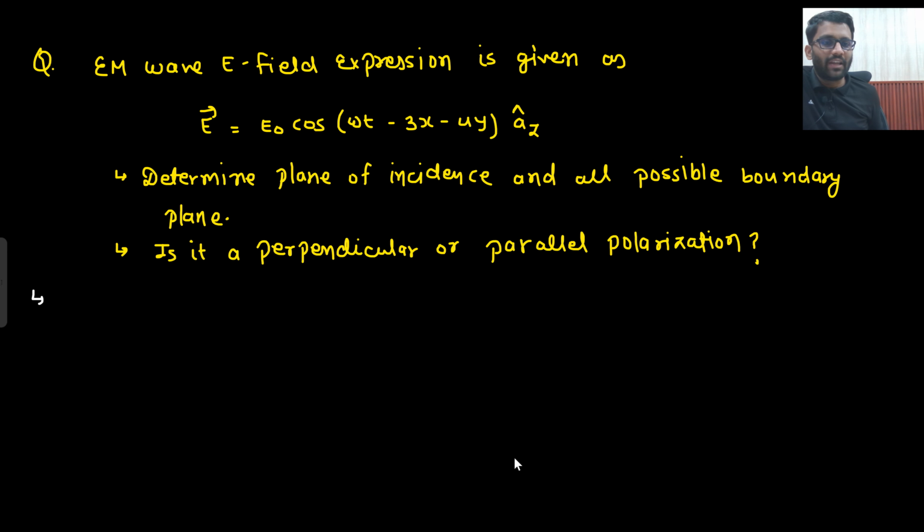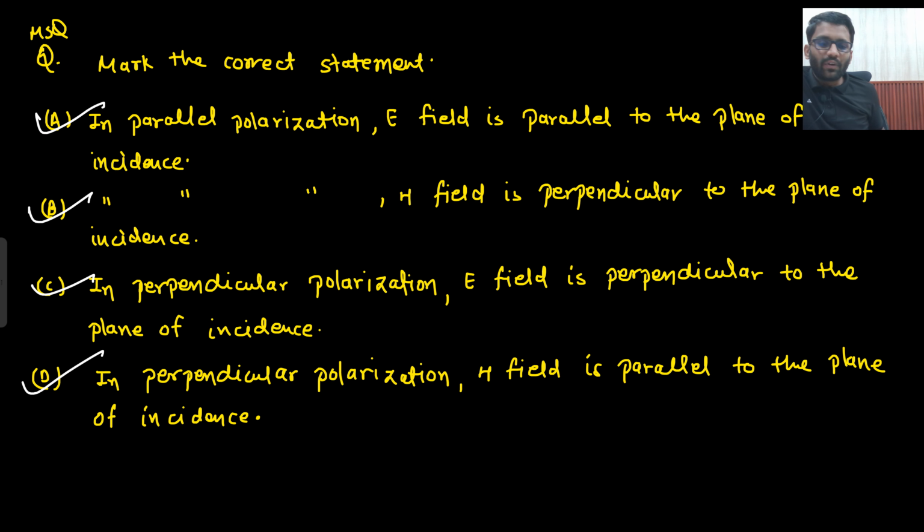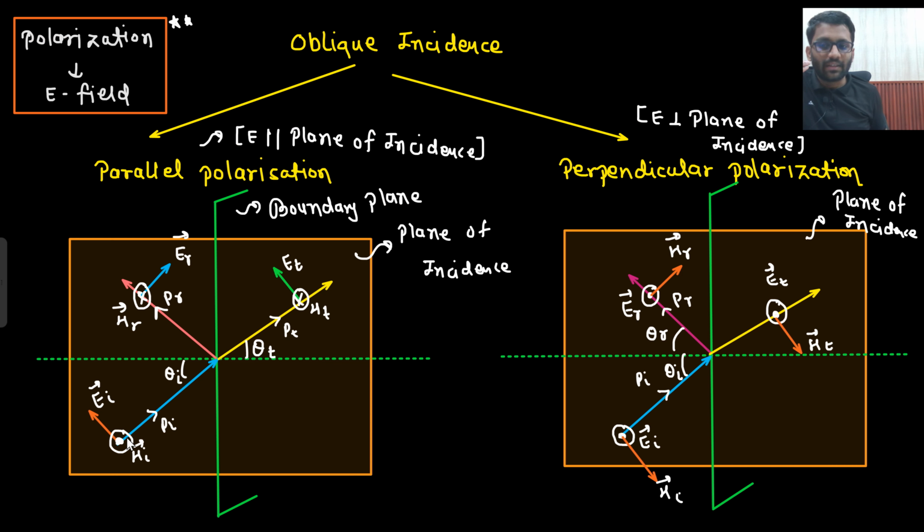So we need to determine the plane of incidence. So what did you see here? In the plane of incidence, the incident EM wave will be there, the reflected EM wave will be there, and the transmitted EM wave will be there. But one thing is for sure, that the direction of the incident EM wave will be certainly lying on the plane of incidence. Is that clear to you what I am saying? The direction of the EM wave will be certainly lying on the plane of incidence.